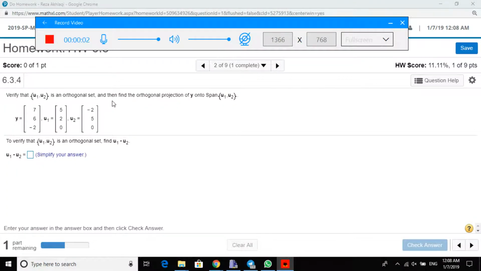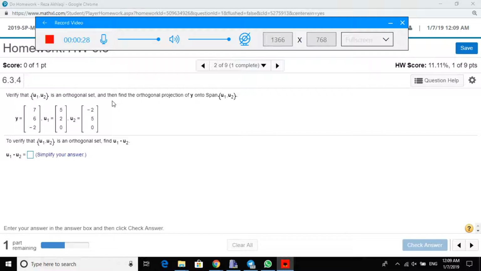All right, here we have a question regarding the matrices and regarding the orthogonal sets. It asks us to verify that the set of u1 and u2 is an orthogonal set, and then find the orthogonal projection of y onto the span of u1 and u2. So we have vector y, and we have u1 and u2 vectors.